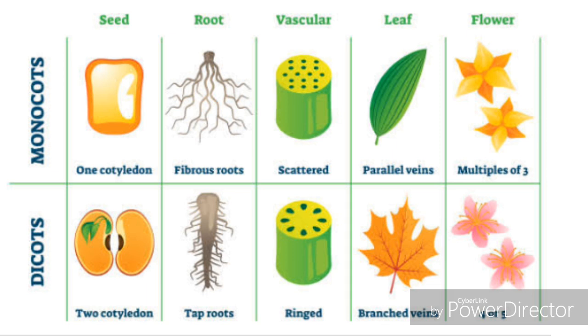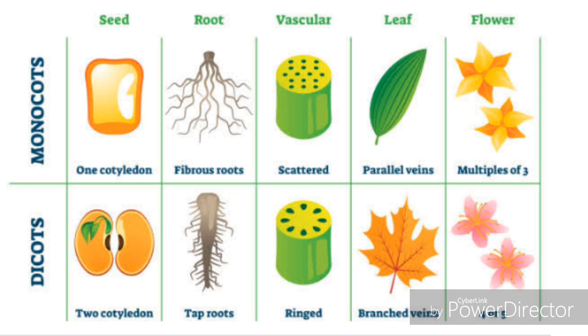This picture shows the fundamental differences between monocots and dicots. In monocots, the seed contains a single cotyledon. Monocots contain fibrous root system. In monocots, vascular bundle is scattered. The leaf contains parallel veins. In monocots, the flowers will contain petals in multiples of 3.